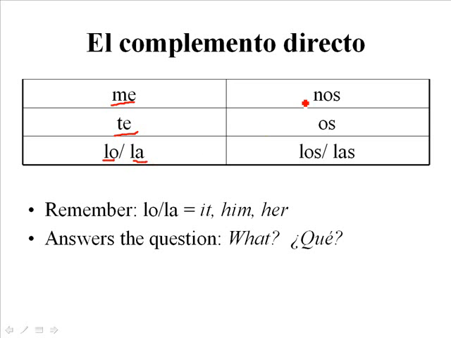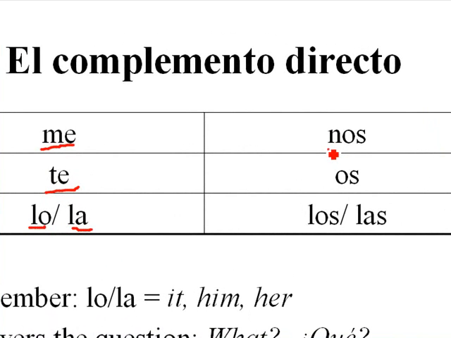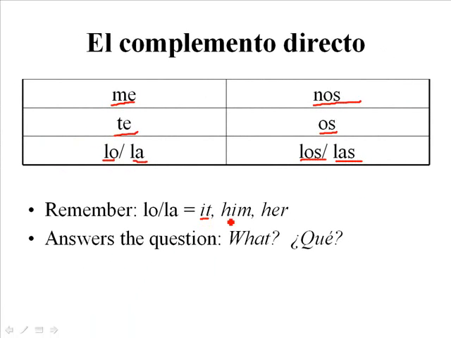If we're the direct object, nos. If vosotros is the direct object, os. If it's them and masculine plural, los. If it's them and feminine plural, las. Okay? Remember, lo and la mean it, him, or her. And of course, lo for masculine, la for feminine.